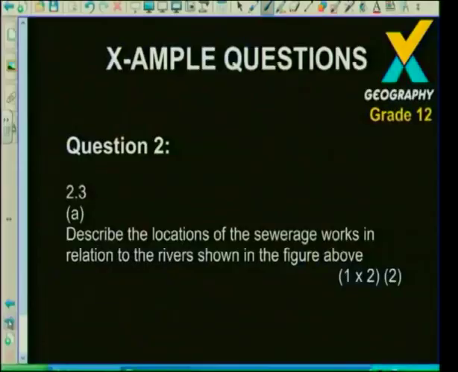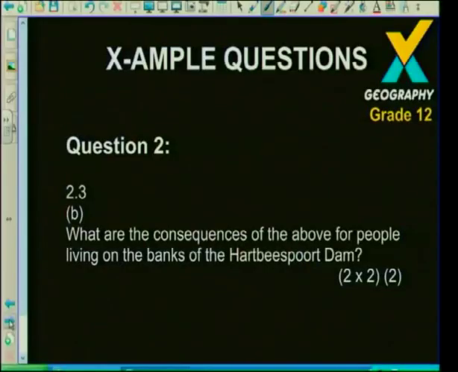Okay, so if we go back to the question, it says, describe the location of the sewage works. They want 1 point for 2 marks. The sewage works are literally located on the banks of those rivers as they move in their drainage basin. So for 1 mark, the sewage works are located on the banks of the rivers. And second point to that question, what are the consequences of the above for the people living on the banks of the Hartbeespoort Dam? So what is the consequence of having those sewage works located on the banks of the river?